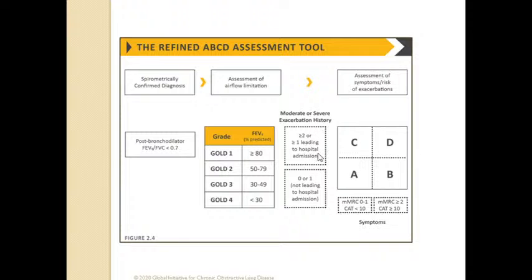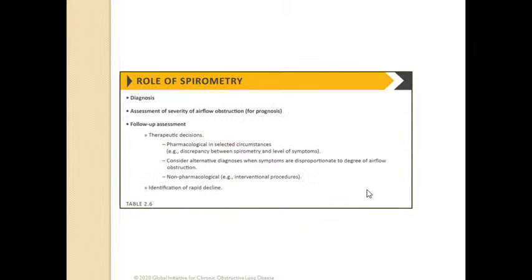And if the patient has had 2 or more exacerbations during the last year not leading to hospital admission, or 1 or more leading to hospital admission, they belong to group C and D. The differentiation between these groups: groups A and C have MMRC 0 to 1, CAT less than 10. It means fewer symptoms. Patients in groups B and D have more symptoms, more influence on their health.